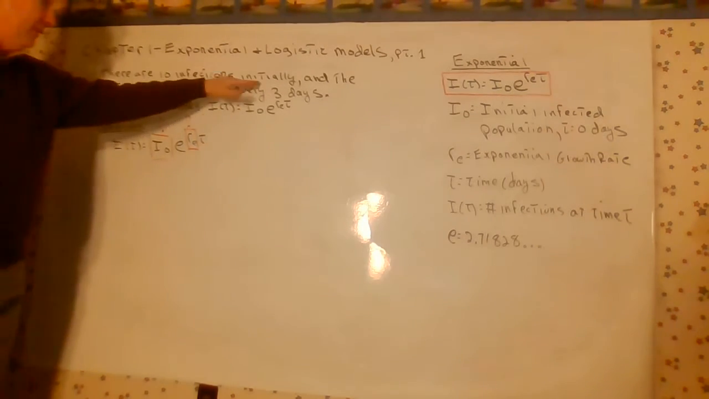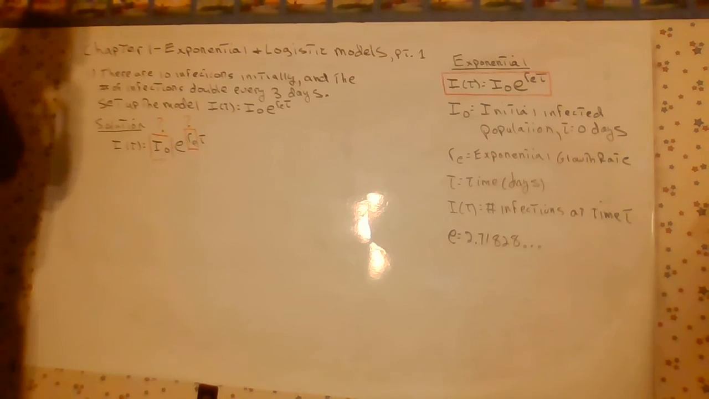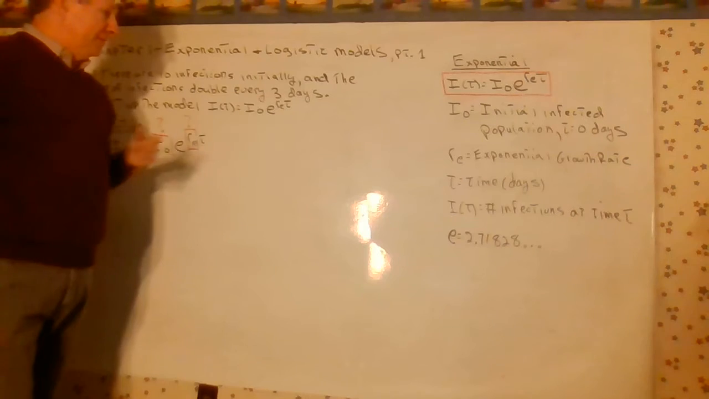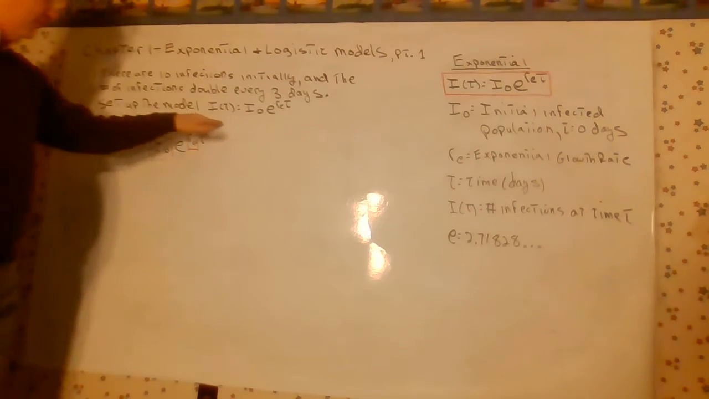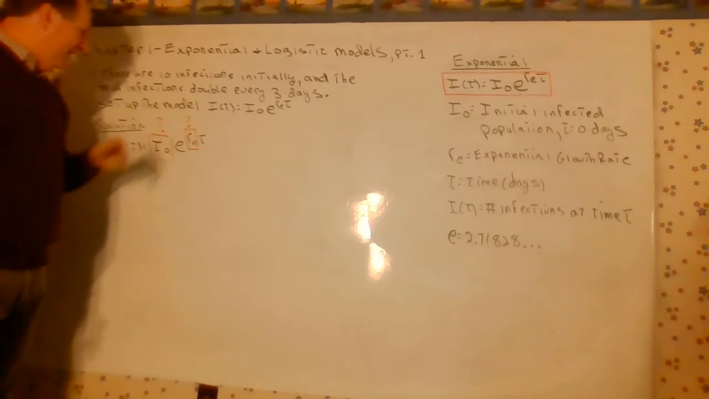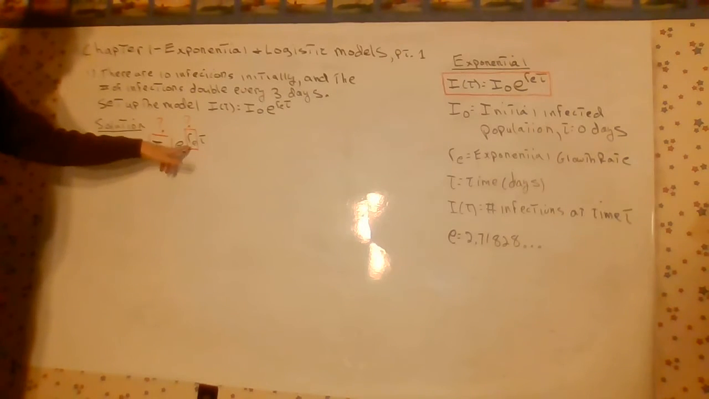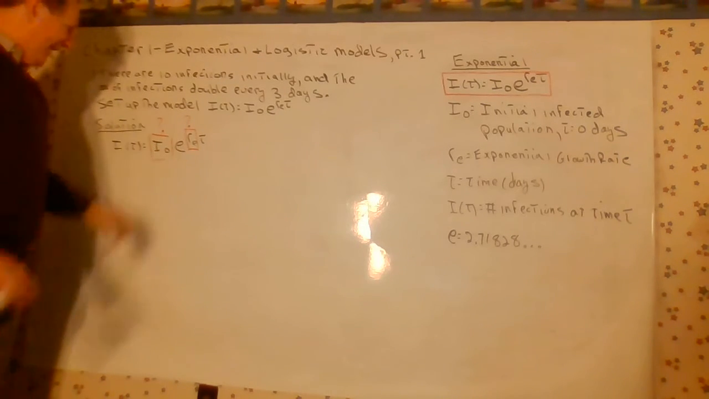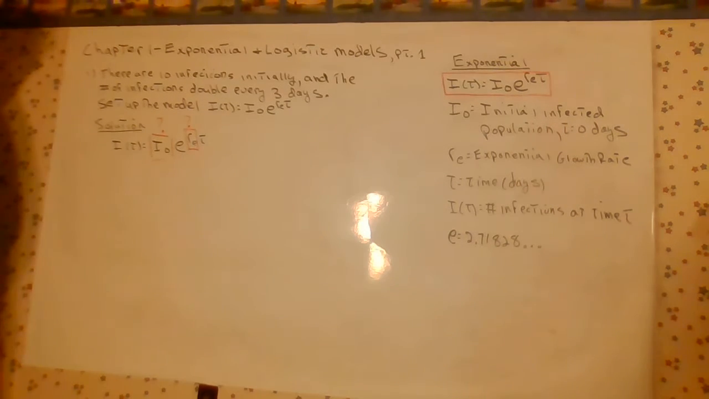There are 10 infections initially, and the number of infections doubles every 3 days. This is what was happening with COVID back in the winter of 2020, or at least the positive tests were doubling every 3 days. Let's set up this model. Well, we have this model, I of t equals I0 e to the r sub e t. Setting up the model is largely finding these two parameters. If we can find these two numbers, we're all set, and we just fill in the blanks, and then we write the model out. We'll talk in the next chapter of what good the model is.